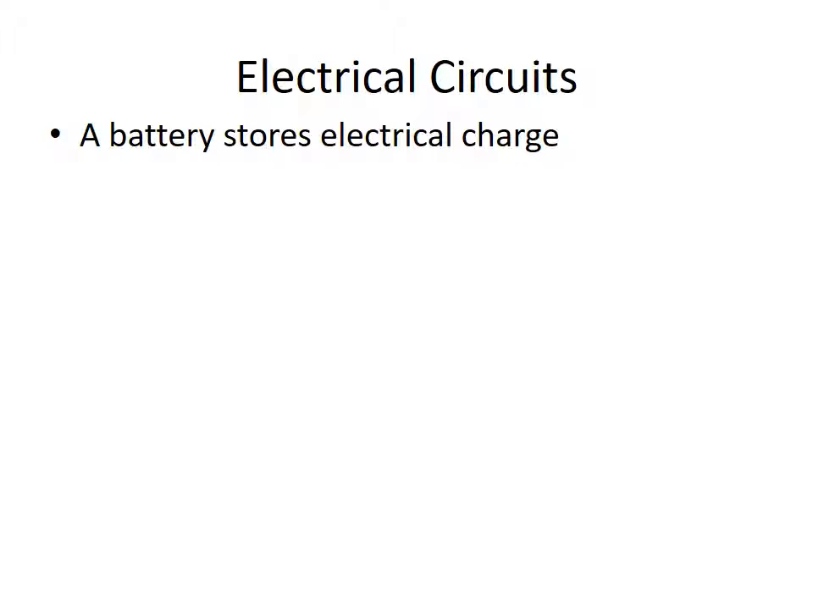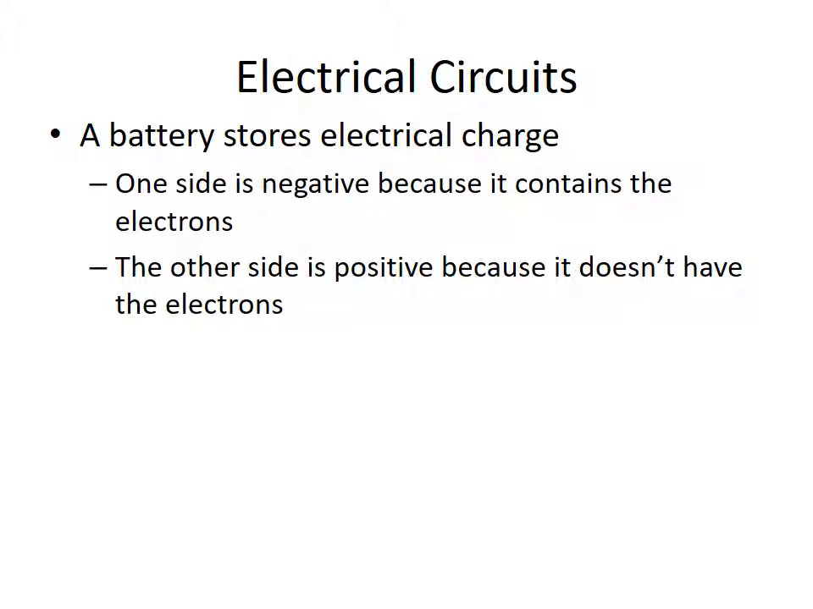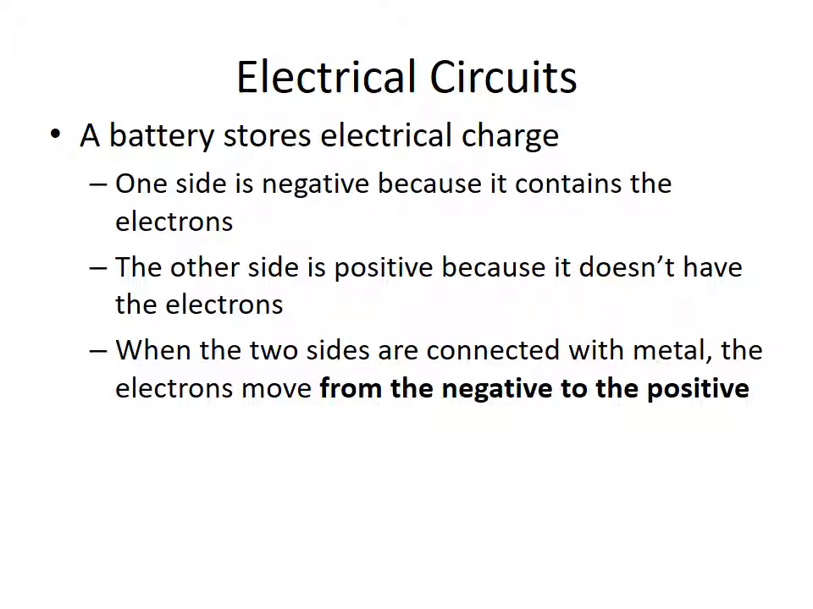So the battery is where the electrical charge is stored. Batteries are going to have a positive side and a negative side. The negative side contains electrons. The positive side doesn't contain electrons, and therefore you have a potential difference. You have a negative side and a positive side. What you're wanting to happen when you complete a circuit is you connect that positive to the negative so that the electron can create a circuit or create a current where the electrical field flows.